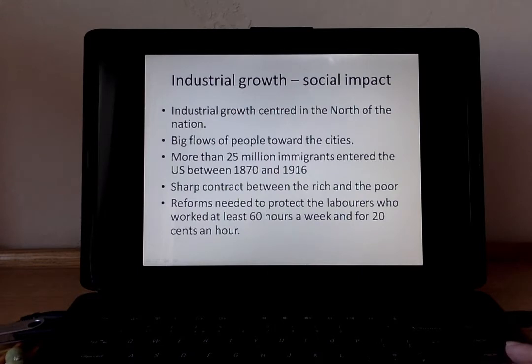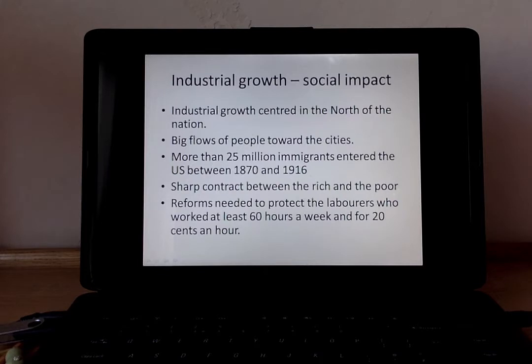So let's go through industrial growth and social impact. Industrial growth centered in the north of the nation. Big flows of people moved from the country toward the cities, and more than 25 million immigrants entered the United States between 1817 and 1960. There were sharp contrasts between the rich and the poor, and reforms were needed to protect the labor, who worked at least 60 hours a week for 10 cents per hour.